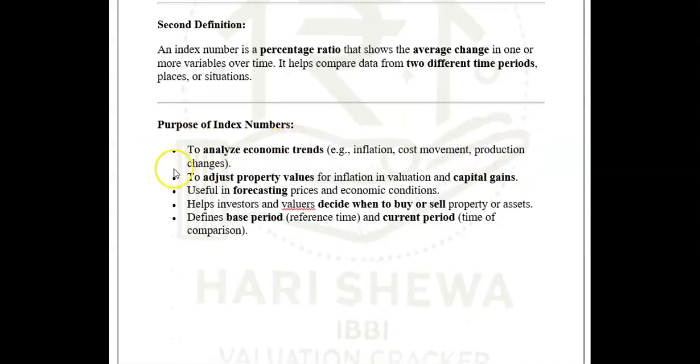The purpose of index numbers is to analyze economic trends, inflation, cost movement, and production changes, and to adjust property value for inflation in valuation and capital gain. You can calculate capital gain also with the help of index numbers. They are useful in forecasting price and economic conditions, and help investors and valuers decide when to buy or sell property or assets. Define base period, reference time, and current period.